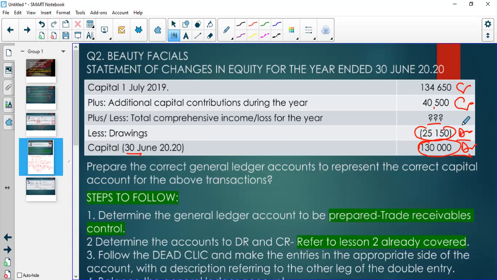All right, so what do we do? We enter this on the credit as a balance brought down. We enter this as additional capital. We don't know whether it was cash or furniture or anything, so we can just say additional capital. Then we enter this as drawings on the debit. We enter this as a balance carried down on the debit.